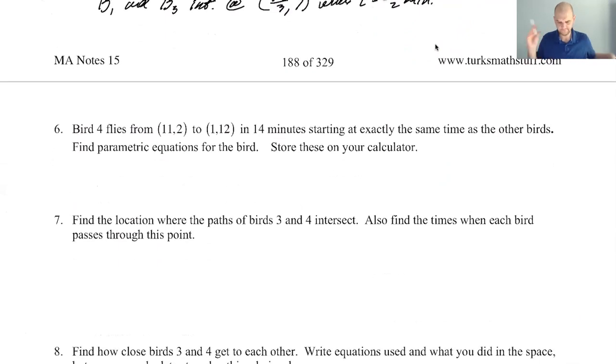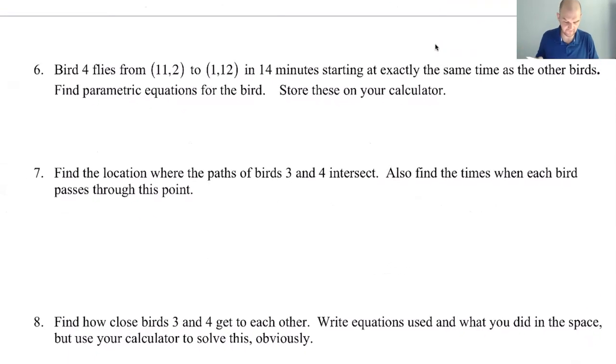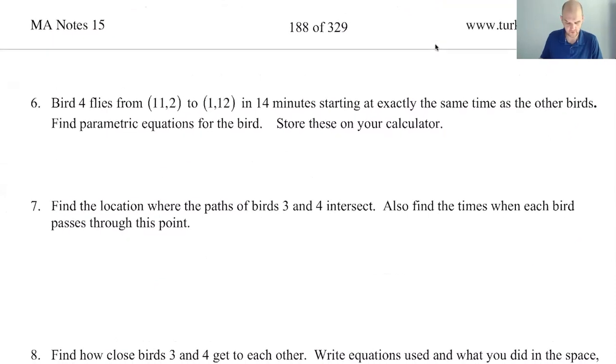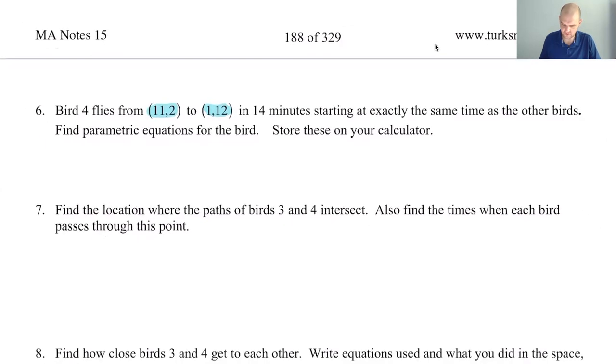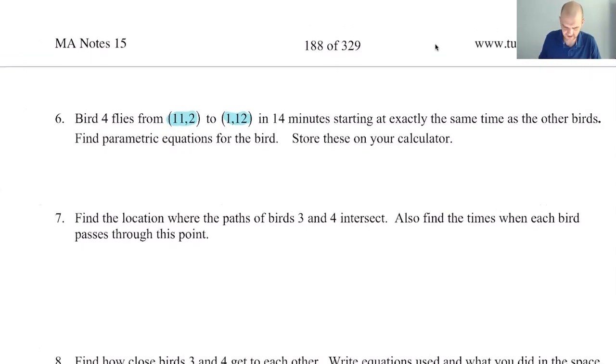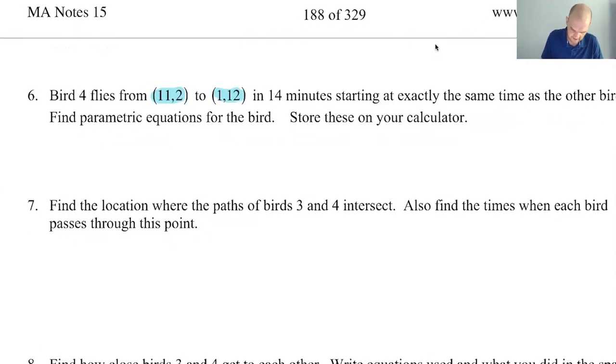So first thing on this page is a fourth bird has entered the arena, and he's going, or she, is going from 11:2 to 1:12, and it's going to take 14 minutes to get that done. So this is a different line segment, which is important because you have different strategies for when they're on the same line segment, when they're on opposite different line segments. You just have to keep track of what's going on. So let's write these equations.